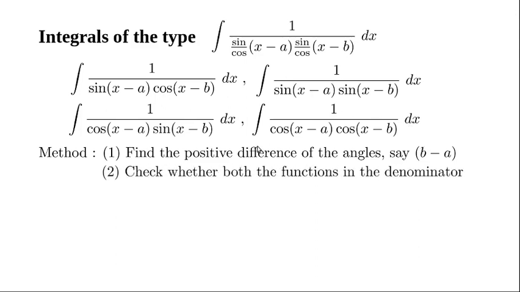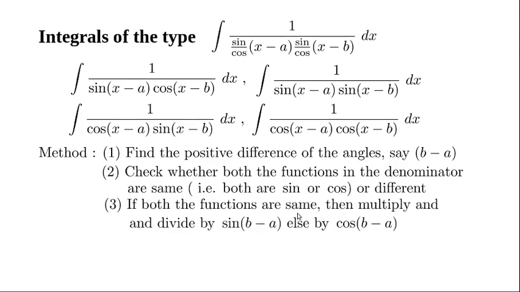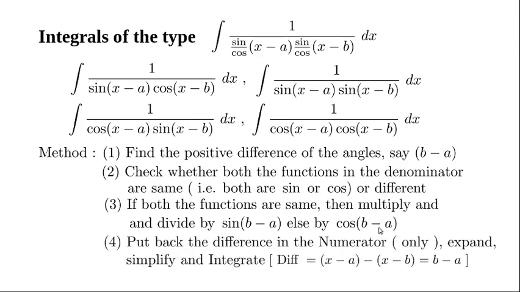The second thing you have to check is whether both the functions in the denominator are the same like this, or different like this. Whether both are sine, both cos, or sine and cos. If both the denominator functions are the same, then multiply and divide by sine of b minus a. If they are not the same, multiply and divide by cos of b minus a. And the next part is, in the numerator only, put back the difference, expand, simplify and integrate.